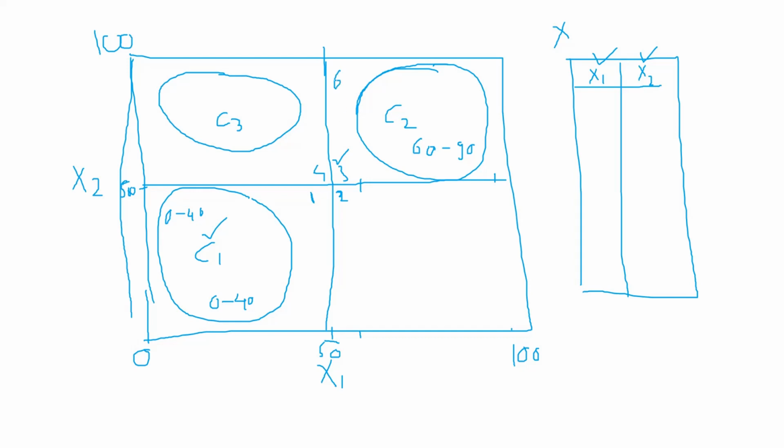So let us keep it between 0 to 90. Okay, so this will be the range of x1 for c2 and x2 for c2.